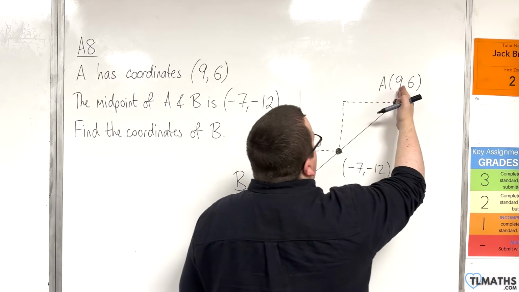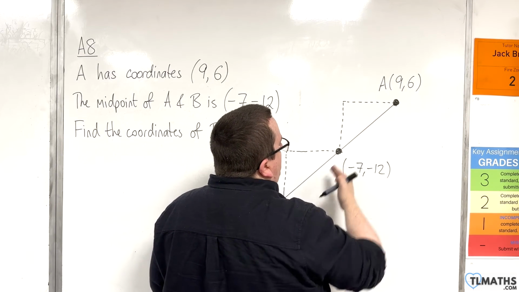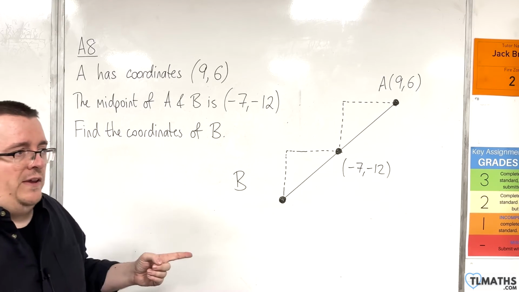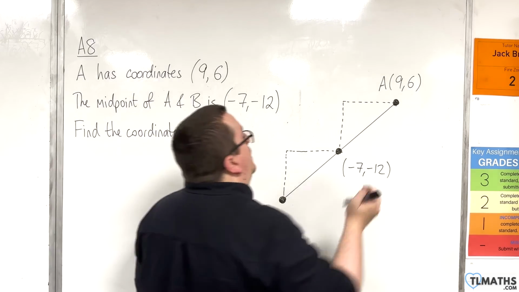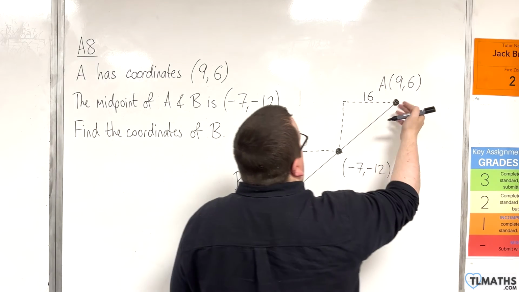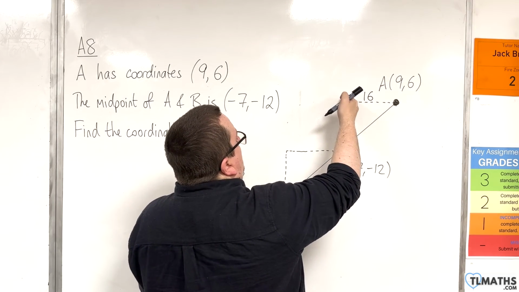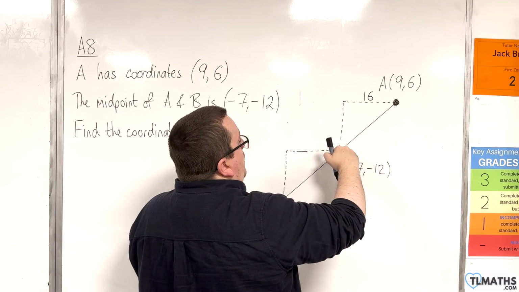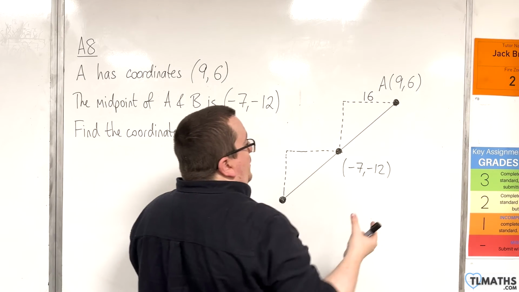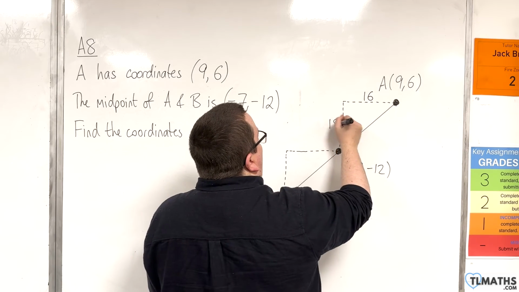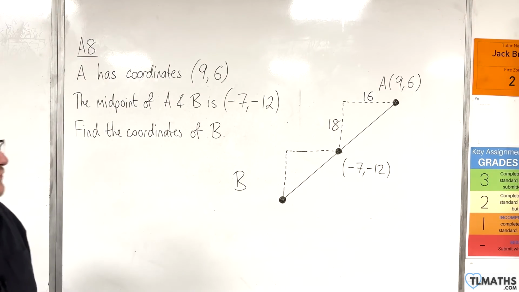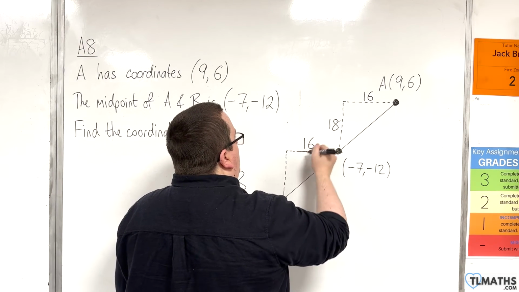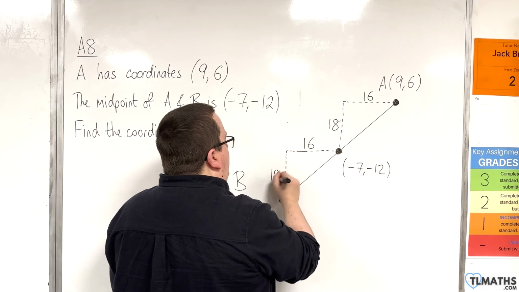So to go from 9 down to -7, well, 9 plus 7 is 16. So I know that that is a distance of 16. And to go from 6 down to -12, that would be 6 plus 12, so that's 18. So I'm travelling 18 down. So I'm going back along the corridor 16 and then down the stairs 18 again.